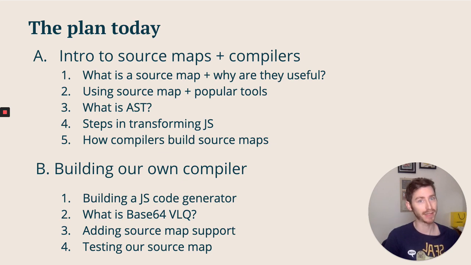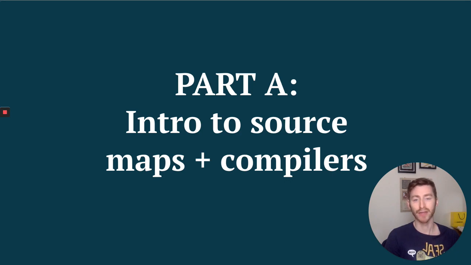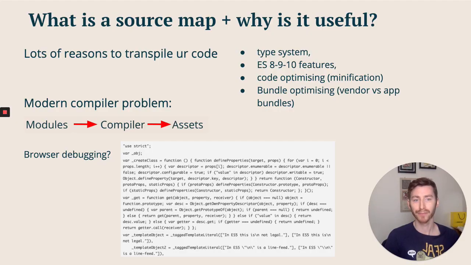So let's get started. Part A, introduction to source maps and compilers. Let's first look at some reasons why people write JavaScript which needs translation into native JavaScript. For type systems, as you can see on the right, in the list, there are ECMAScript features, from 8, 9, and 10 of the spec. The problem is that in the process of turning these modules into assets, the code itself can become unreadable for humans, as the emphasis is put on the computer, which is usually a server or a browser, to read.